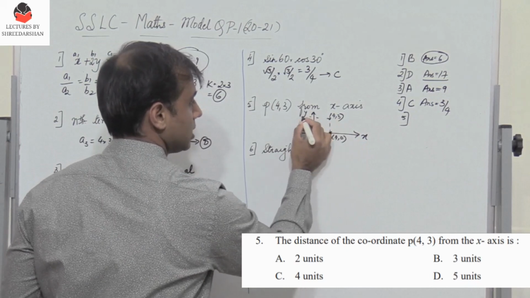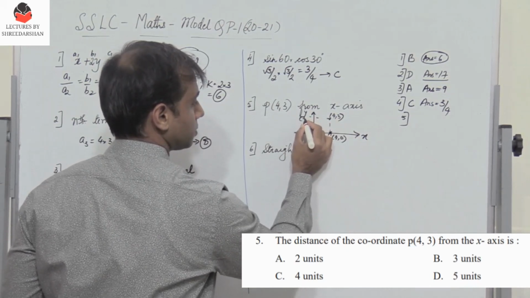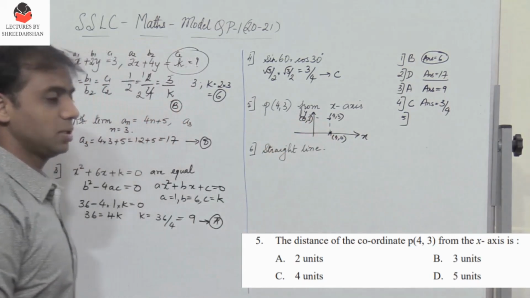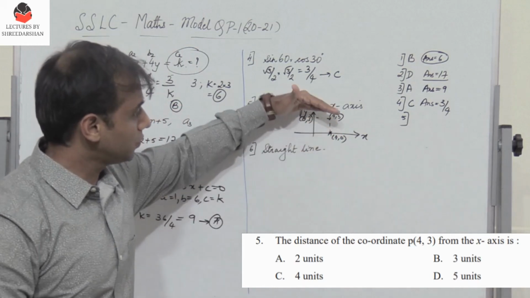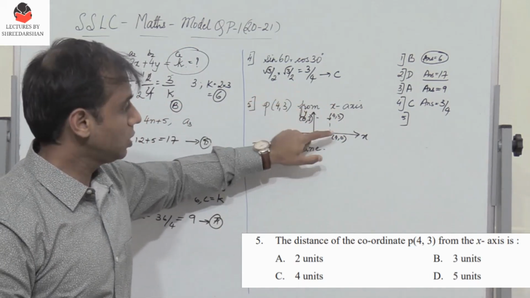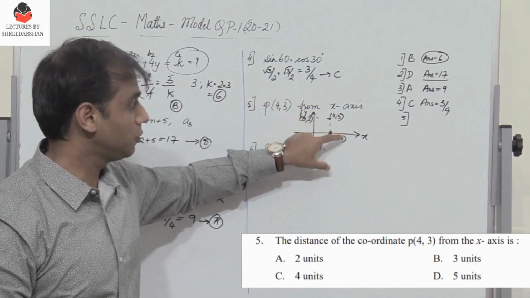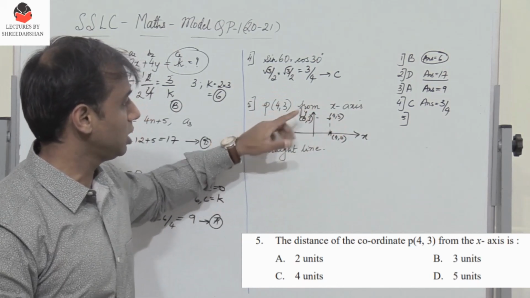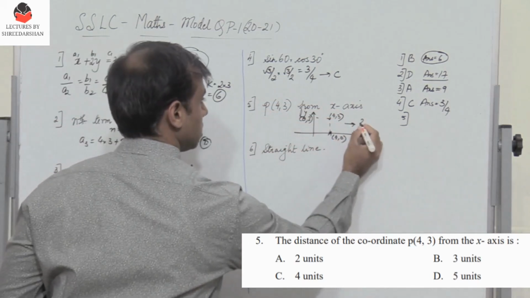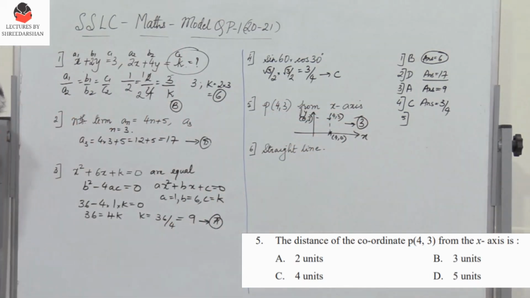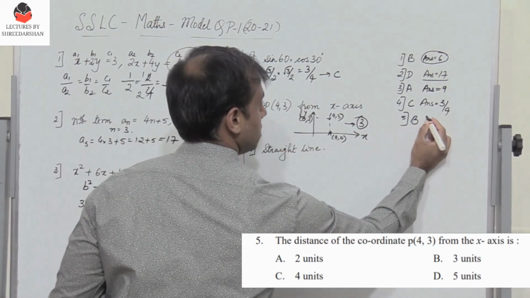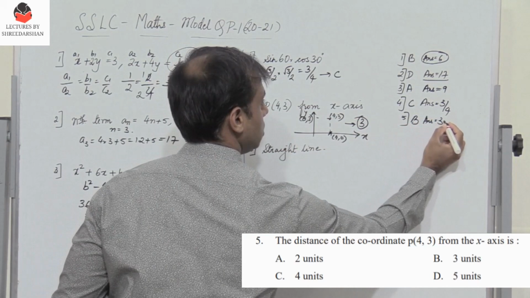And onto the y-axis I get (0, 3). So what is the distance of this point from the x-axis? It is the height. So therefore the height is 3 here. So therefore the distance of the point (4, 3) from the x-axis is 3. So the answer is of course 3. So what does 3 correspond to? So 3 corresponds to option B, where the answer is 3 units.